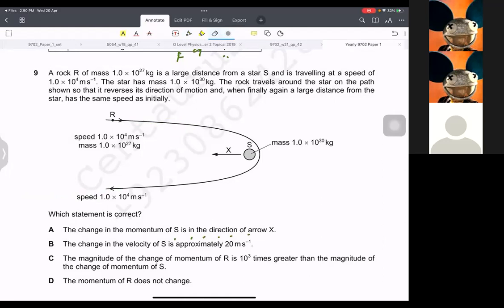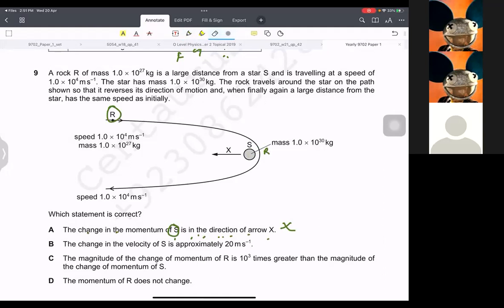So if I find the change in momentum of R only, or we could say this was stationary, right? It said it was stationary. If R was here, then it would pull it here. So S will be pulled here, which means that the change in momentum of S in the direction of X is not correct, because it should be in the opposite direction. Chala, that one thing is wrong. Then the change in velocity, let me try.